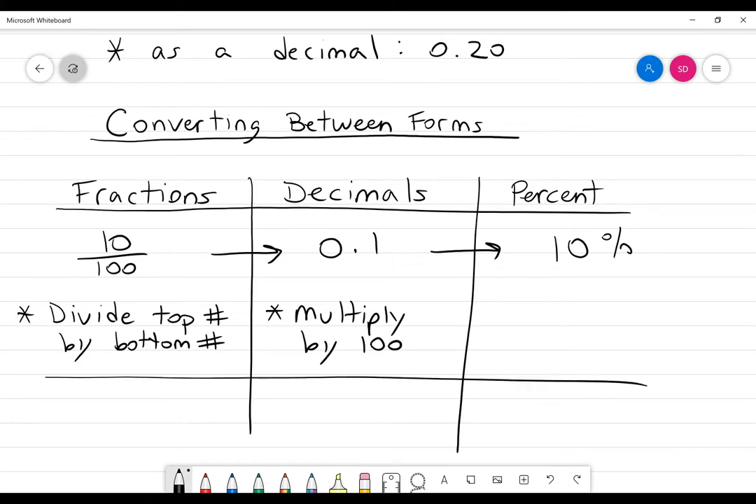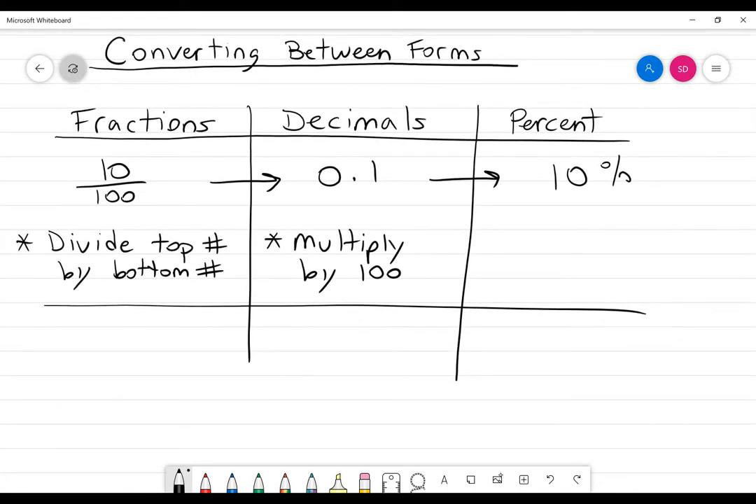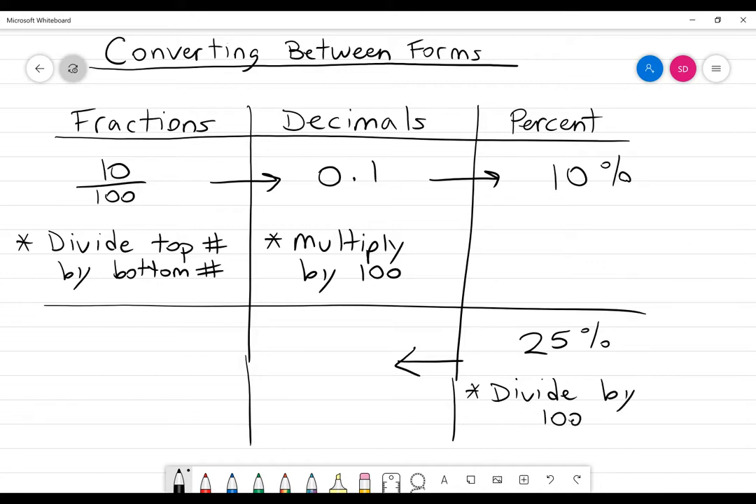We can also go the other way, where we go from a percentage to a fraction. So let's say we start with 25%. To turn that into a decimal, you divide by 100. So you take 25 divided by 100, that gives you 0 and 25 hundredths, or 0.25.